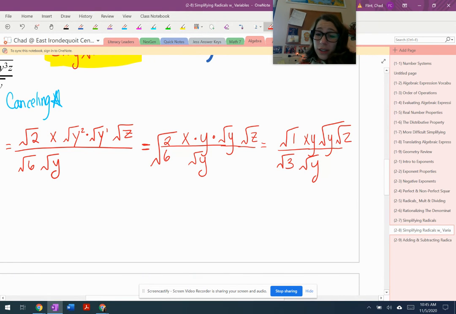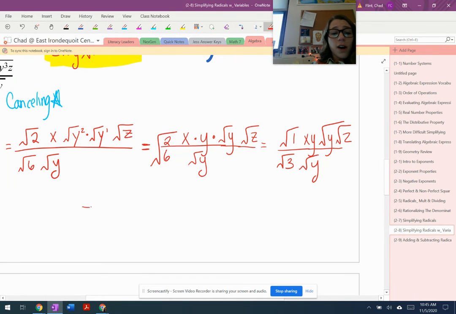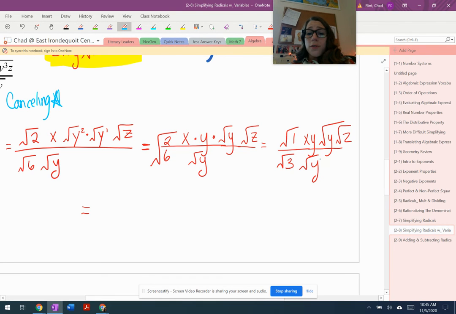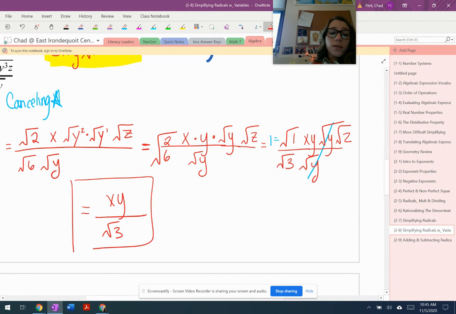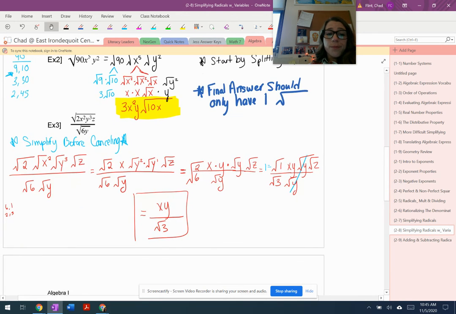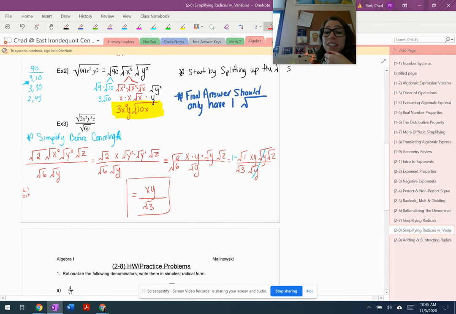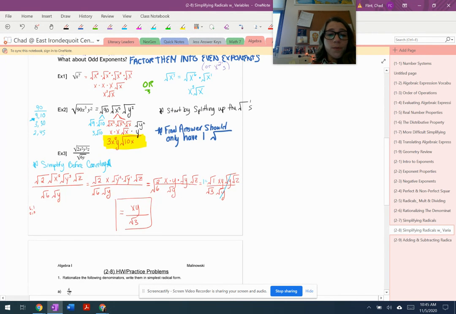So this is where I can do a little bit more simplifying here to finish this off. The square root of y divided by the square root of y is going to cancel out to 1. The square root of 1 is just plain old 1, so I'm going to just get rid of that. So I'm left with xy on the top and the square root of 3 on the bottom. And boom. Technically, that's not written. We would have to rationalize that, but I won't put us through that right now. So that would be good enough for now.